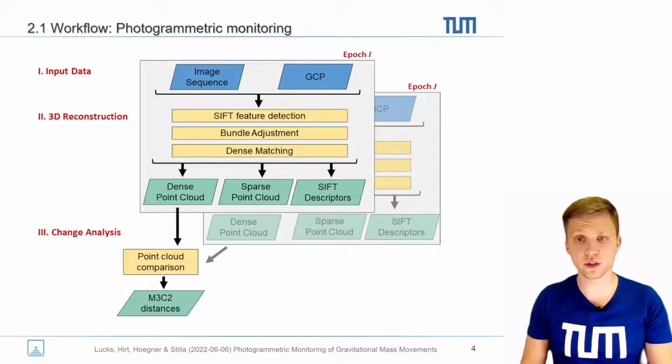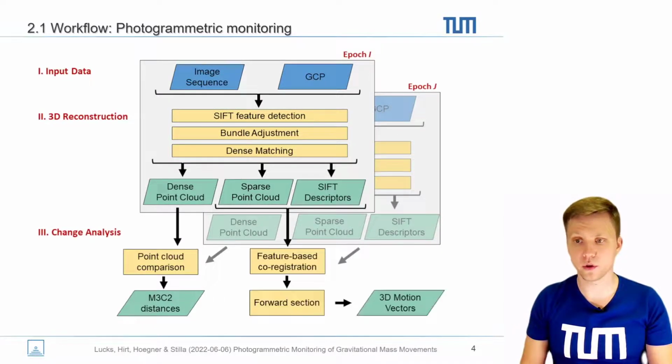In the next step, we want to perform a change analysis. A common way to do this is to compare the dense point clouds of the two epochs, for example by calculating the multiscale model to model cloud comparison. The disadvantage of this method is that the obtained distances can only detect changes in the direction of the local surface normal. To solve this problem, we are doing a feature-based co-registration across the epochs. The advantage of this is that we find exactly the same point in both epochs, and so we do not need an approximation of the correspondences.